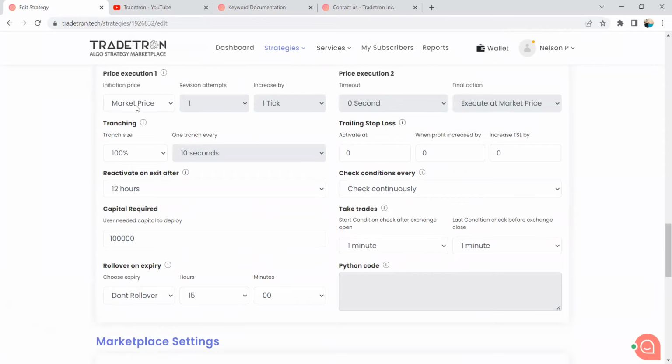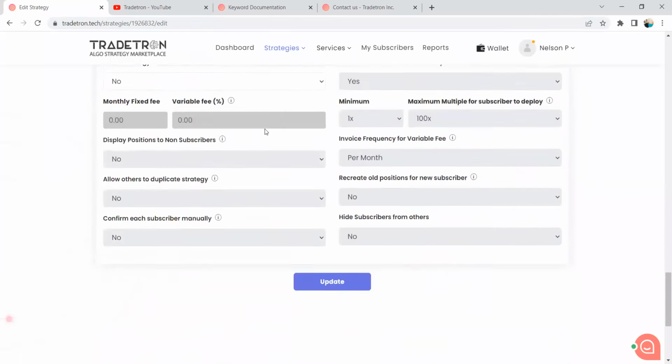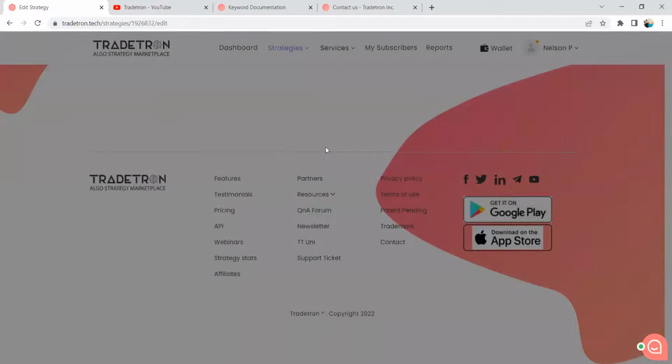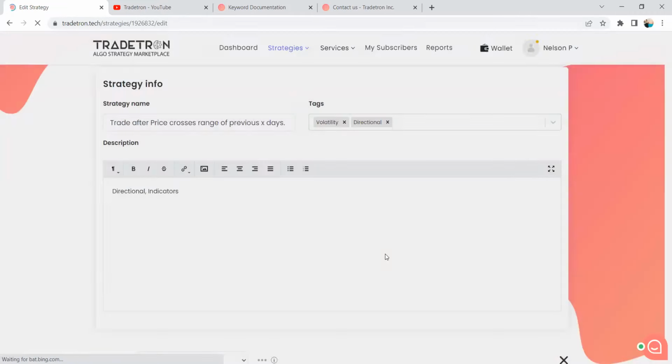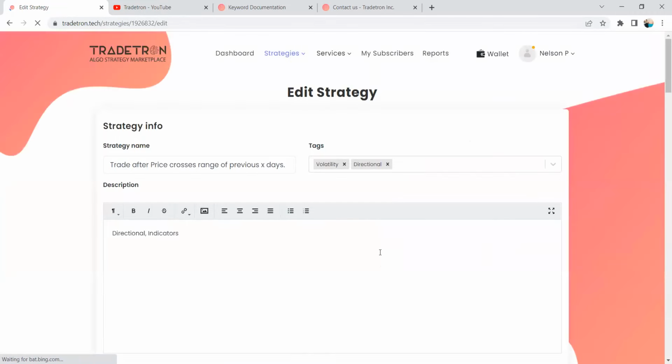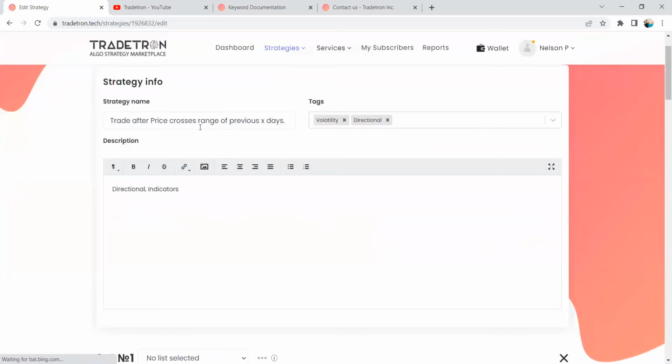And it's better to keep market price because in case of LTP and things like that, it will keep on checking the conditions at the broker terminal, and there can be a slight delay in execution. But if it's market price, then it will fire a market order. So that's a good thing. And then after that, we will just update the strategy. So that's how we create the strategy based on previous day's crossroads.